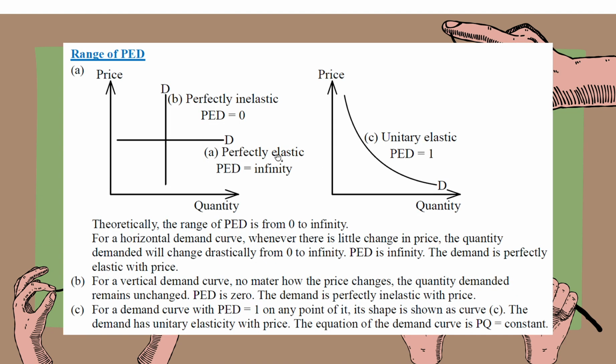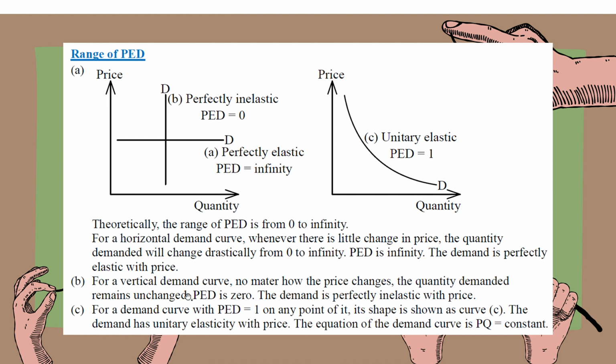So we call it perfectly elastic. Remember, flat is elastic. If it is exactly horizontal, it is perfectly elastic and the PED is infinite. If it is very steep to vertical, it is perfectly inelastic. Remember, steep is inelastic, and its PED is 0. Theoretically, the range of PED is from 0 to infinity. Horizontal, no need to memorize: a great change in quantity demanded, so infinite PED, so very elastic.